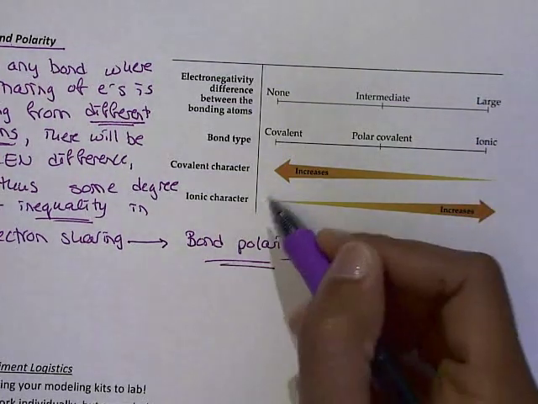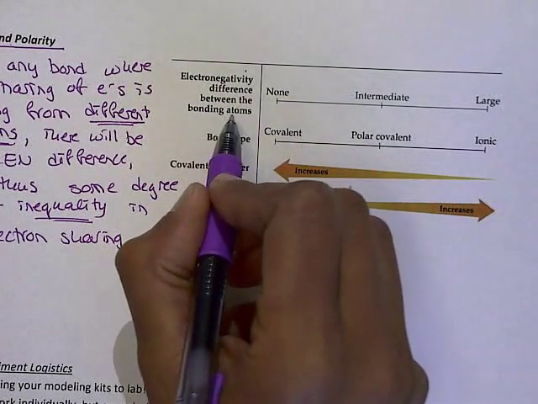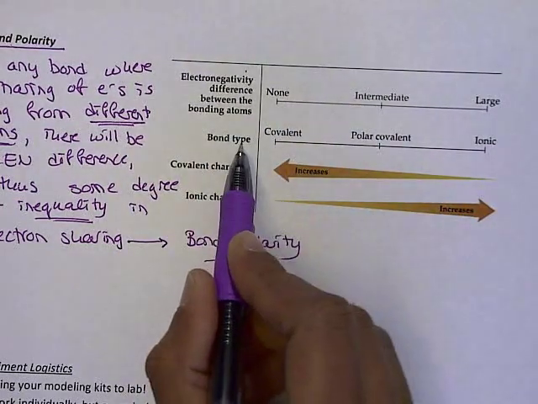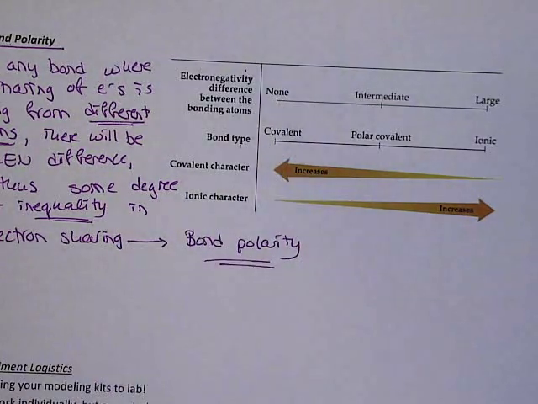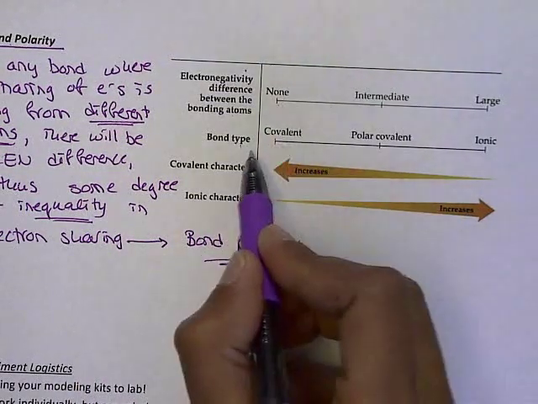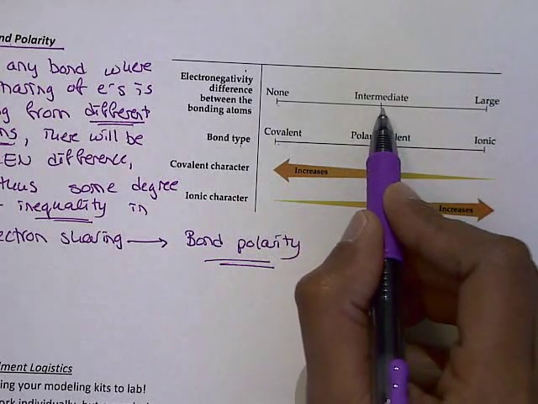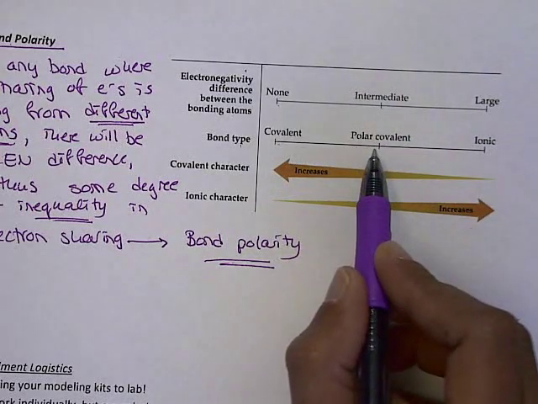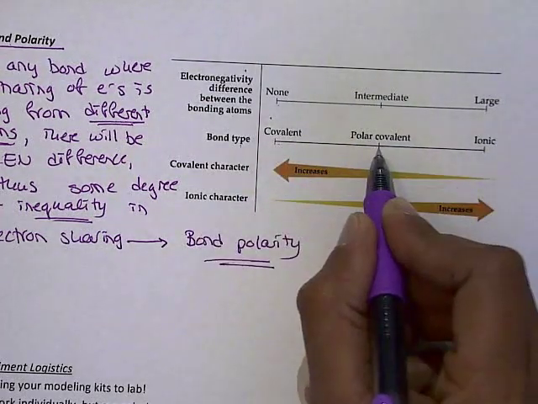So this chart is from your textbook. Here, if we compare electronegativity difference between the bonding atoms, we can say what type of bond you'll have. And then the covalent character and ionic character, meaning is it more covalent character or more ionic character? So if there's no electronegativity difference, your bond type is covalent. If you have intermediate electronegativity difference, we call that polar covalent. Here it could be nonpolar covalent, here is polar covalent.